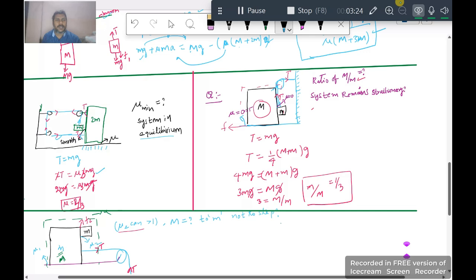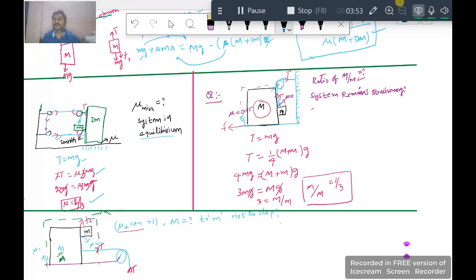And for this small block, T equals mg. For the small block, T is equal to mg, because equilibrium means T is equal to mg. And for this system, m and 2m, 2T and the frictional force in this direction. 2T is equal to mu into 3mg, because it is not accelerating, equilibrium means no acceleration. So now we will get mu is equal to 2 by 3.